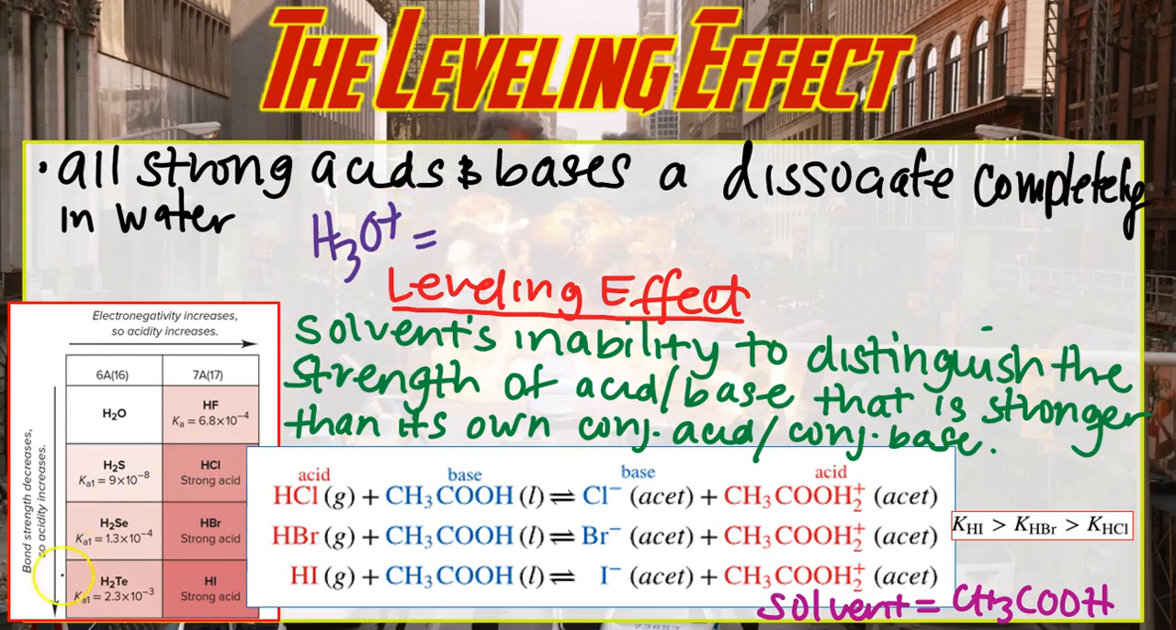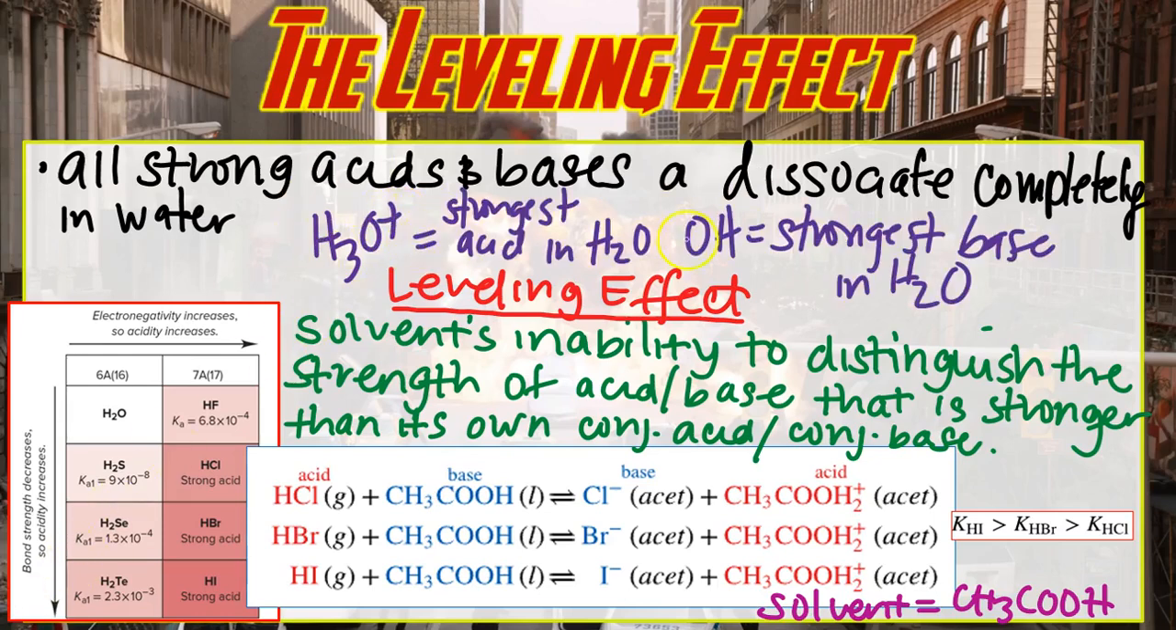So because H3O+ and OH- are going to be the strongest in water, when you have strong acids and bases that also produce H3O+ and OH-, guess what, folks? The water is going to exert what we call a leveling effect on the strong acid and the base. Now, what is a leveling effect?